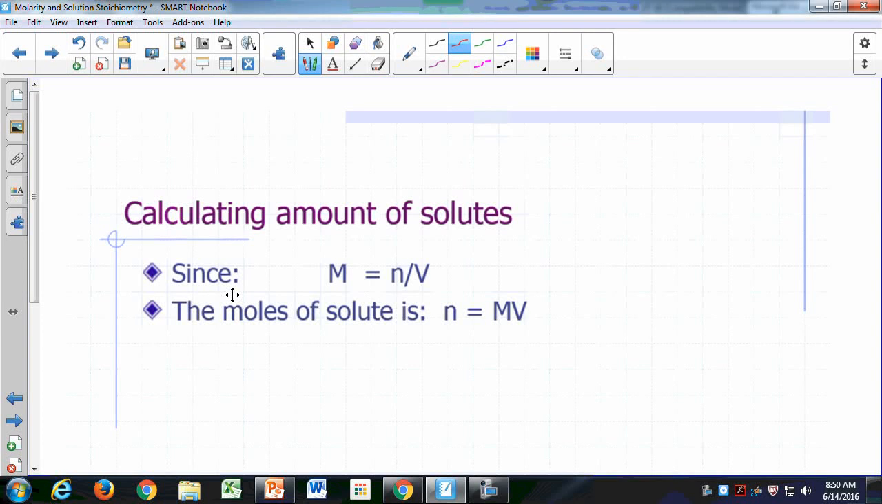Molarity is moles of solute per liter of solution. Here, your defining equation is M = n over V, where n is moles of solute and V is volume of solution. Then you can rearrange this equation to solve for n: multiply both sides by V, and you can say that molarity times volume will just give you the number of moles of solute.